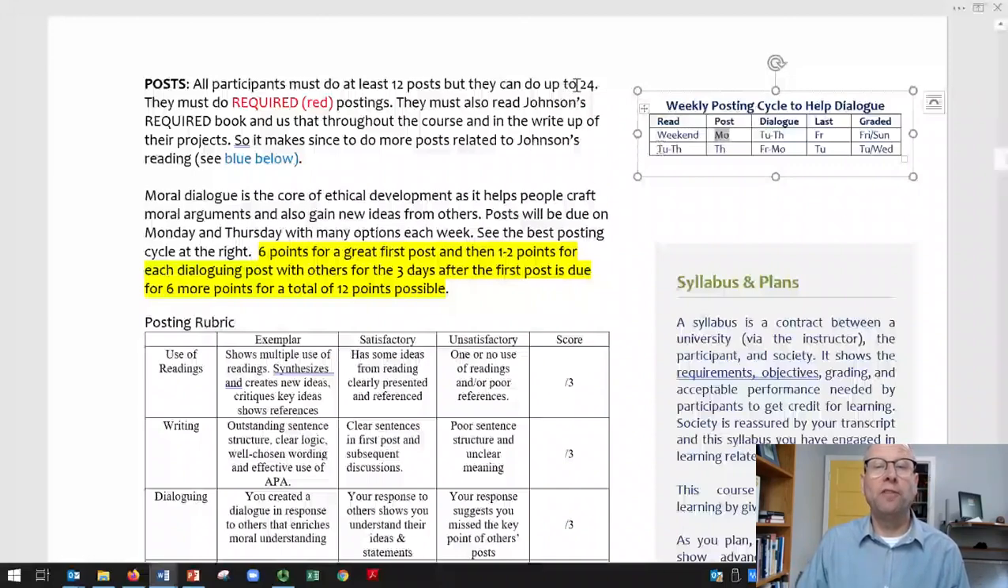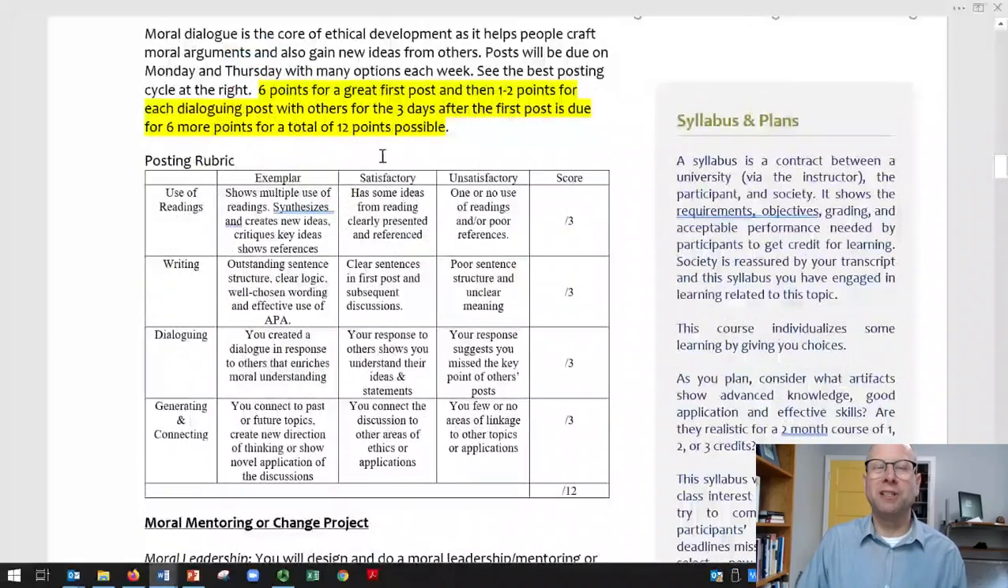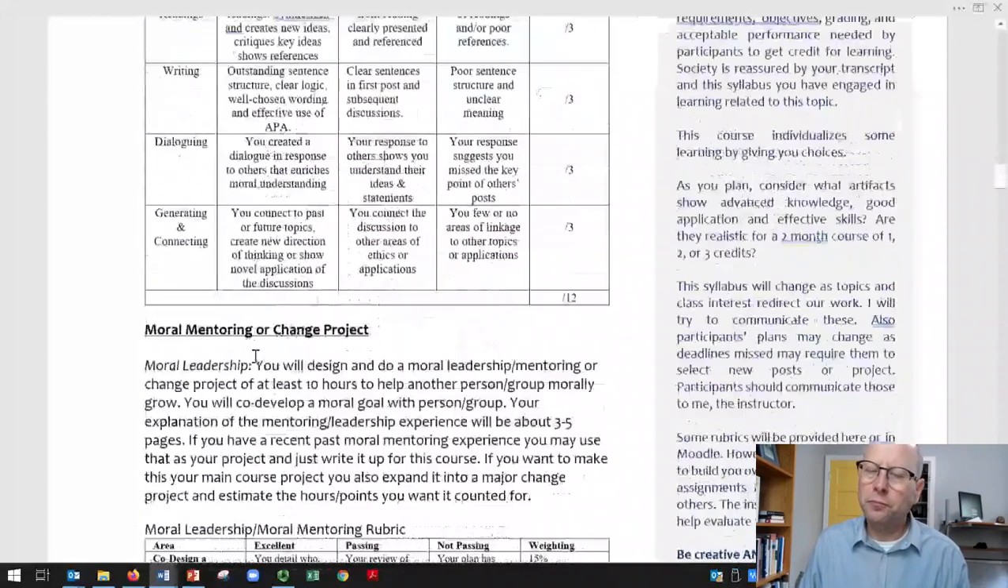There'll be up to 24 possible posts, and I'll go over that. Here's the rubric for it, but it's kind of simple. 6 points for your first robust post, and then I give 1 or 2 points for each of your contributions and talking to others. If it's a sizable contribution dialogue, I give up to 3 points sometimes. I want to see dialogue. Dialoguing is key here. Multiple dialogue is fine too. You don't have to have one big comment. You can have several little comments back to somebody else.